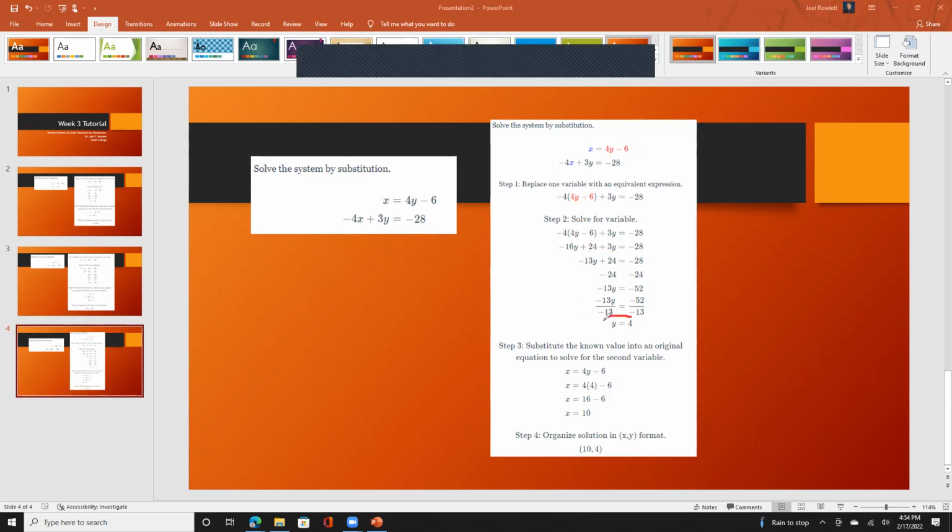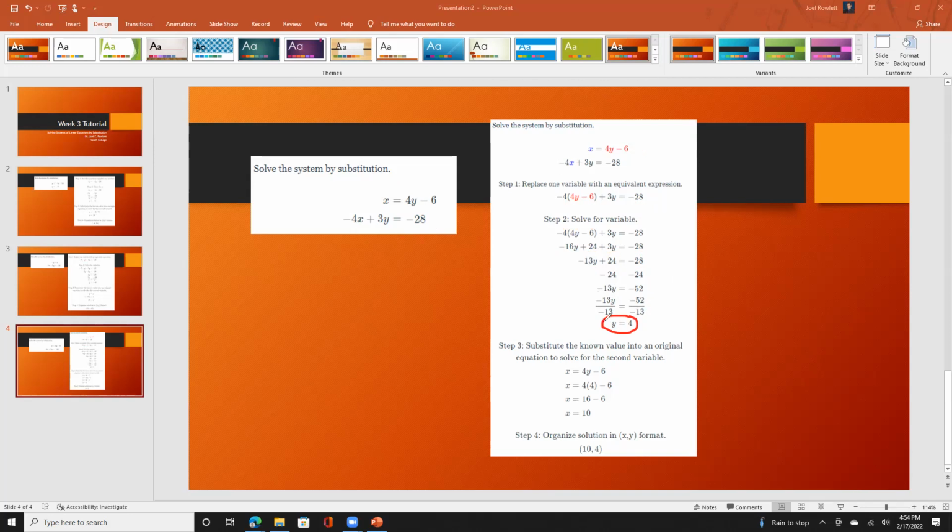Once we figure out that y is equal to positive 4, we go back up here and substitute positive 4 in place of this y here. And that gives us 4 times 4, which is 16, minus 6 is 10. So the x value is 10. So that means that the solution to the system is this point here at (10, 4). Those two lines are actually going to intersect in quadrant 1.